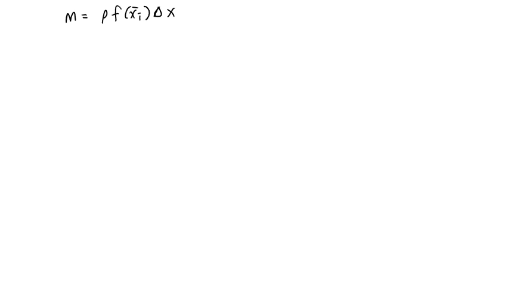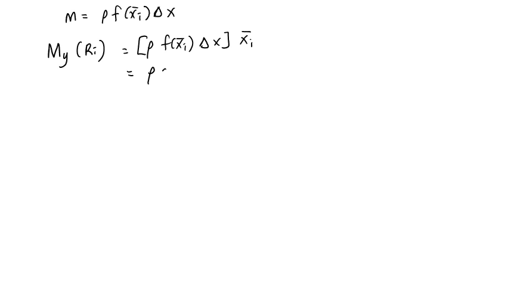Now we want to find the moment of Ri about the y-axis and then the x-axis. First, let's find the moment about the y-axis for the rectangle Ri. It would be the mass times the distance from the y-axis, i.e. xi bar. So the mass is just rho times f(xi bar) times delta x, and then the distance of that particular point is xi bar. Then you can just simplify this to rho xi bar f(xi bar) delta x. So this is the moment about the y-axis for the rectangle Ri.